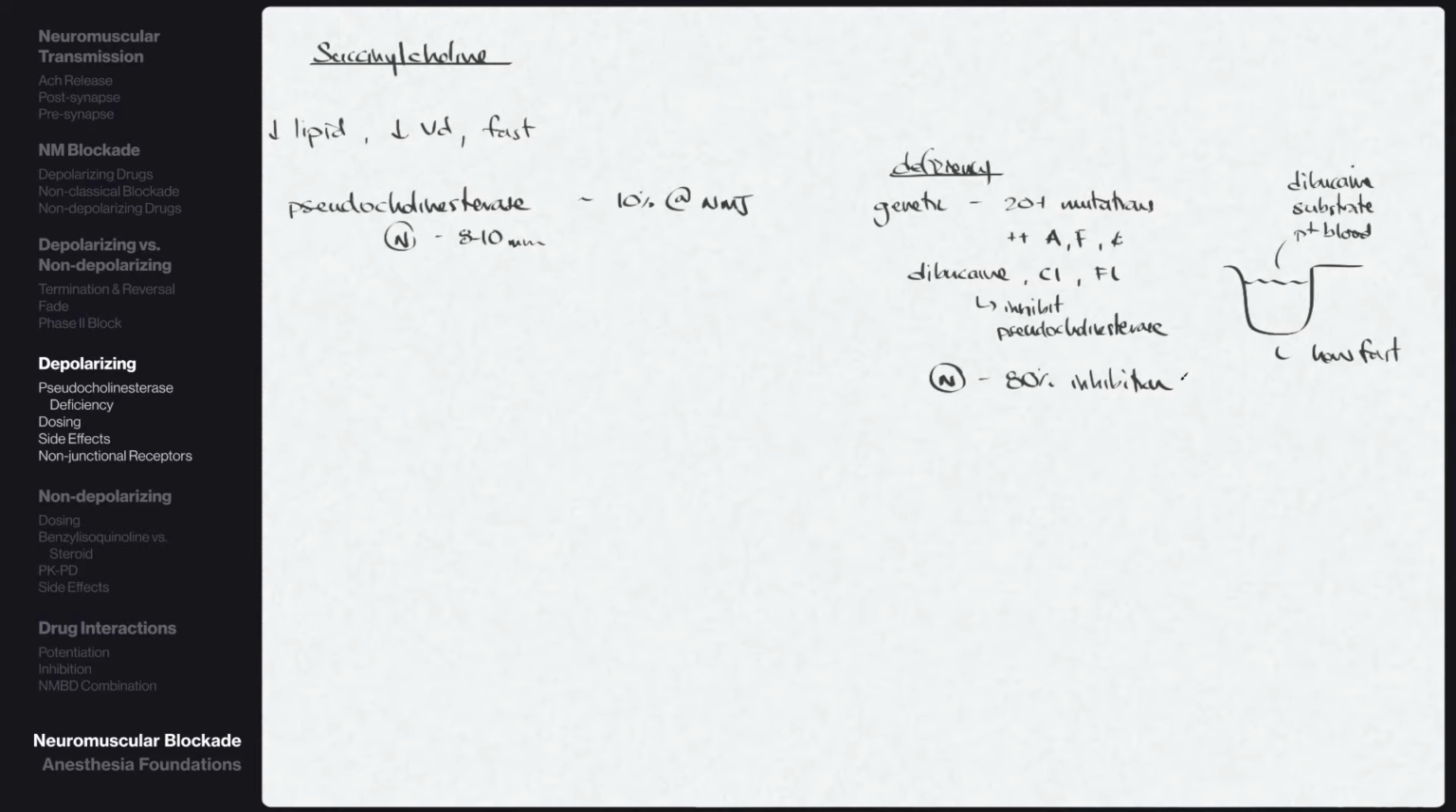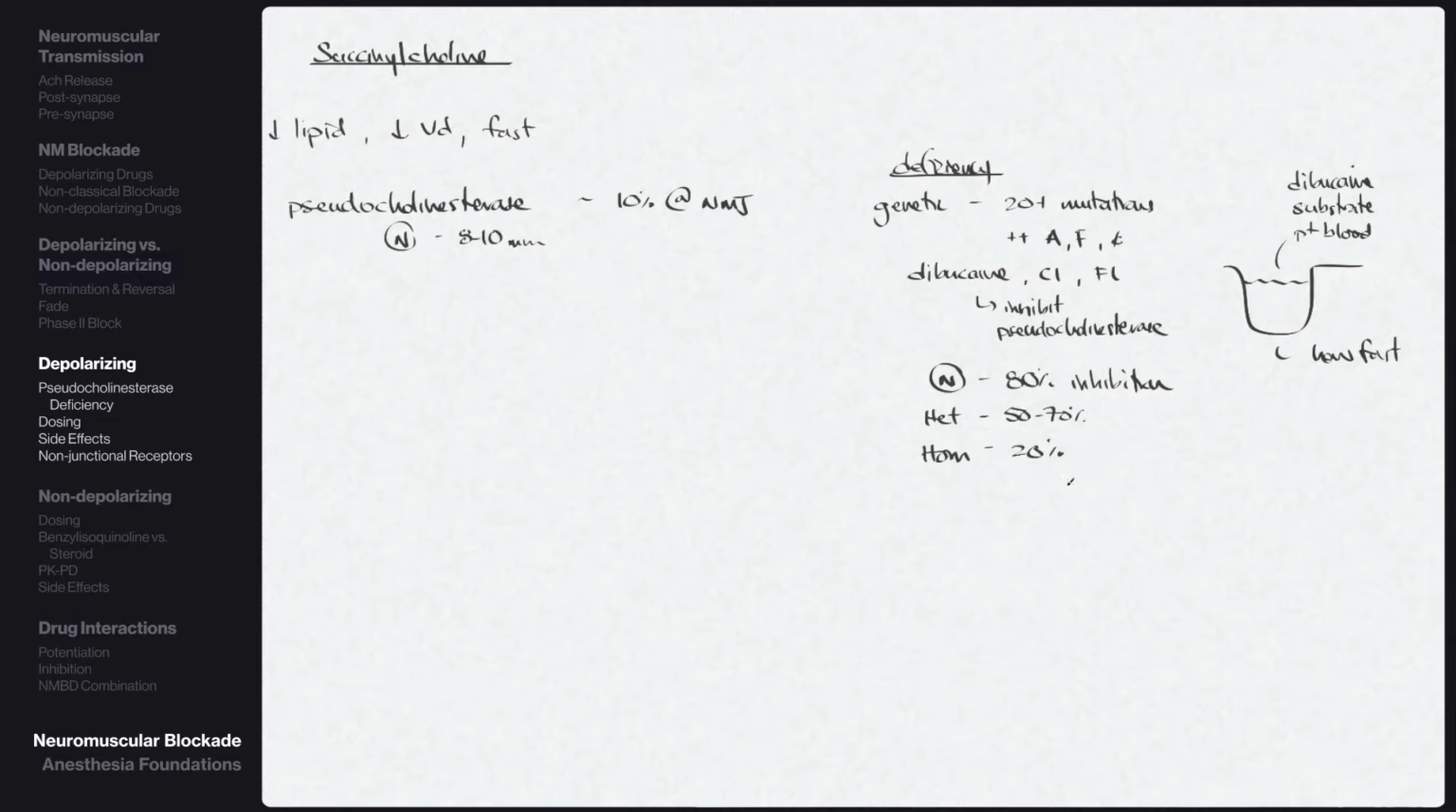And in a heterozygote, they may have 50 to 70% inhibition. And for a homozygote, they probably have about 20% inhibition, which essentially suggests that there are quite a significant number of variant alleles for pseudocholinesterase, which identifies that it may not have a strong ability to break down succinylcholine.